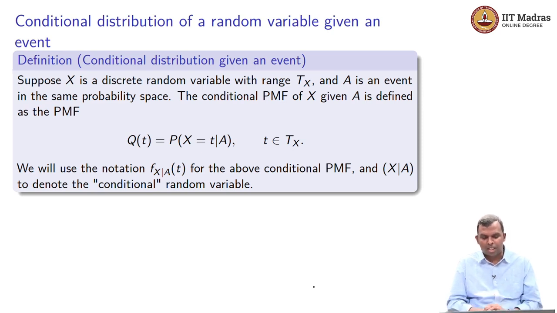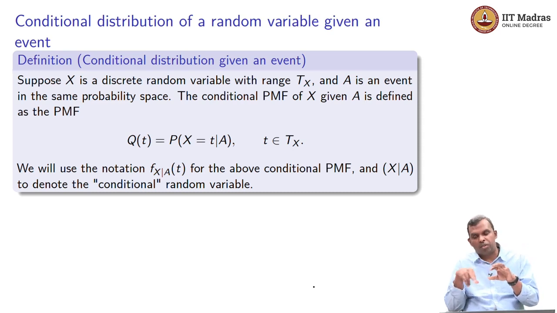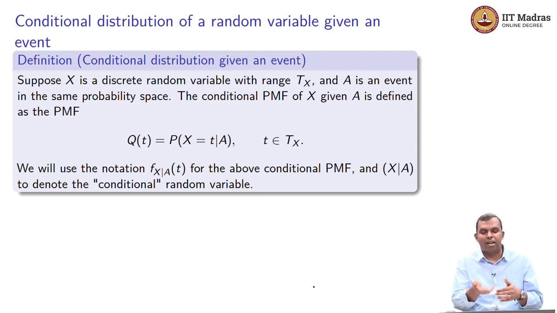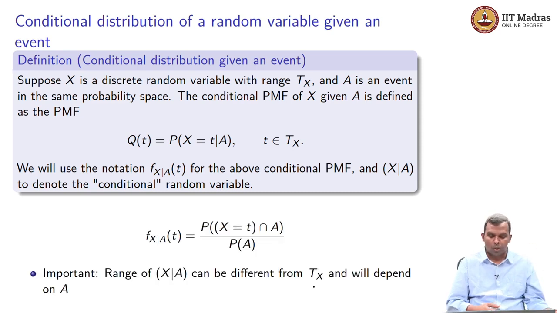We will use this notation, X given A, for denoting the conditional random variable. You have an unconditioned random variable X. If you want to condition on event A, I will simply say X given A, and that is the conditional random variable, and that would have a distribution which is different from the original random variable. So how do you compute this f_{X given A} of t? It's basically the probability of X equals t given A. That's just the probability of the intersection of those two events divided by the probability of A. So it's standard conditioning, nothing changes in the actual equation except that the conditioning has come in.